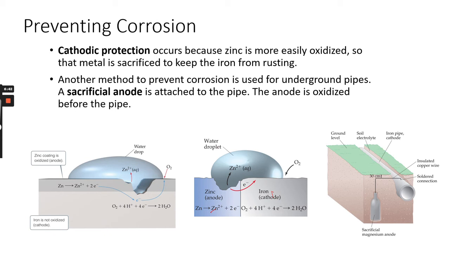Another type of corrosion protection is using a sacrificial anode. Here are some pipes that are in the ground, where water could be in the ground. To prevent them from rusting, they attach with a wire a piece of metal that would oxidize quicker. In this case, it's magnesium.